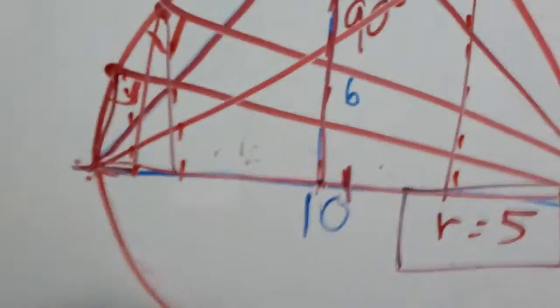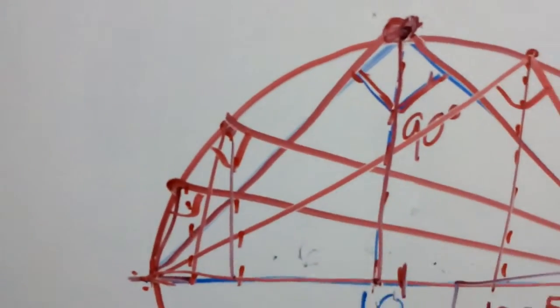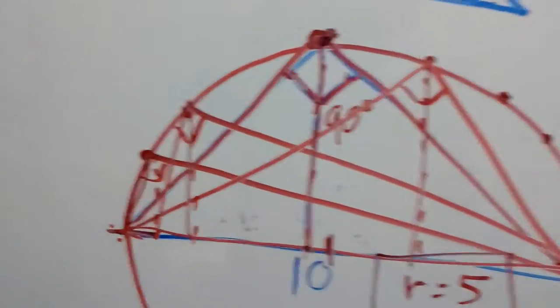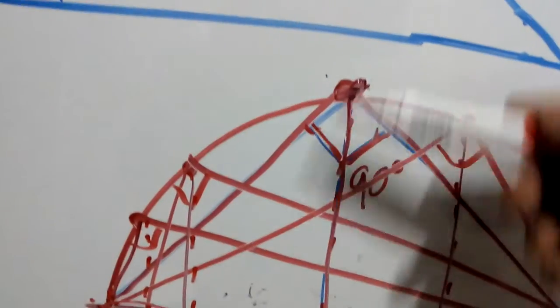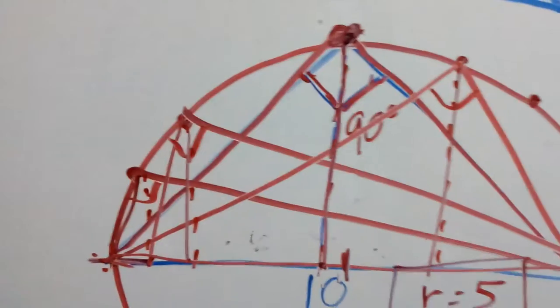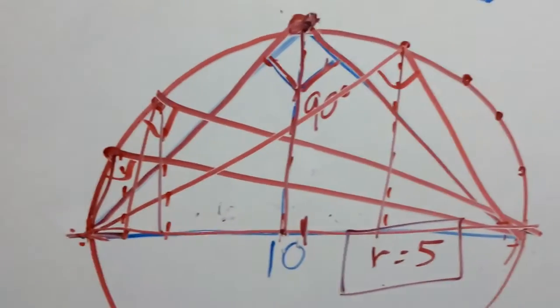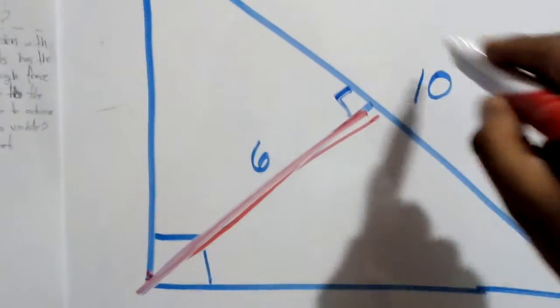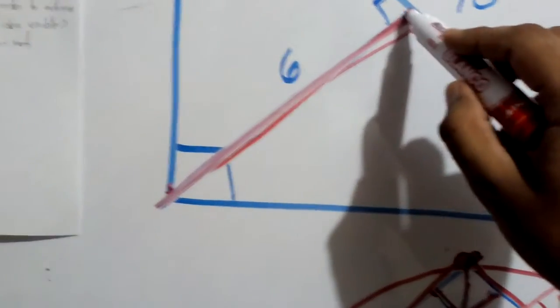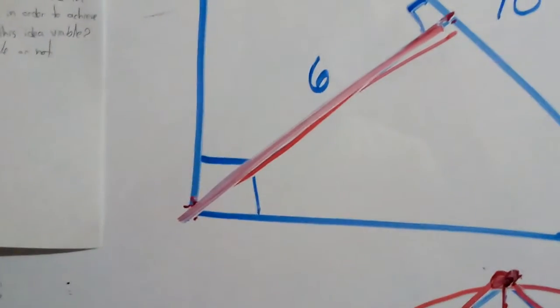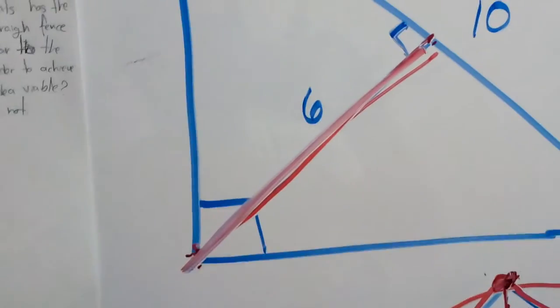So the maximum length is actually not even 6, it's less than 6. The maximum length doesn't even reach 6. The maximum length is just 5. So this construction is not even possible. It's impossible to have a hypotenuse of 10, a right triangle, and this side with a length of 6.